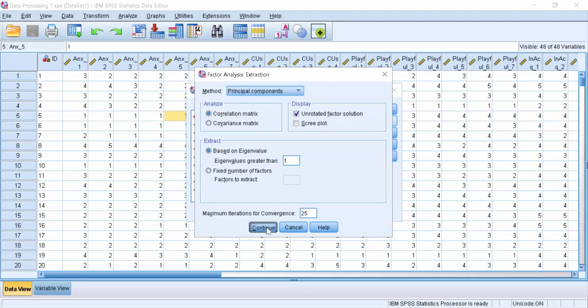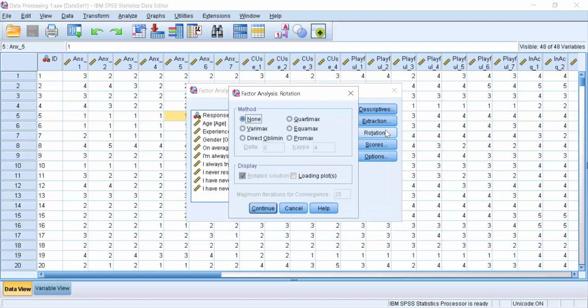देन यू क्लिक कंटिन्यू. रोटेशन, राइट. आपको याद होगा मैंने बताया था रोटेशन जनरली वैरीमैक्स में, सोशल साइंस में वैरीमैक्स यूज होता है. सो कंटिन्यू.